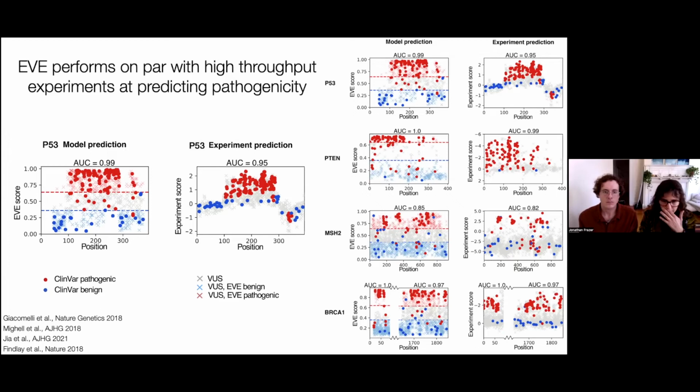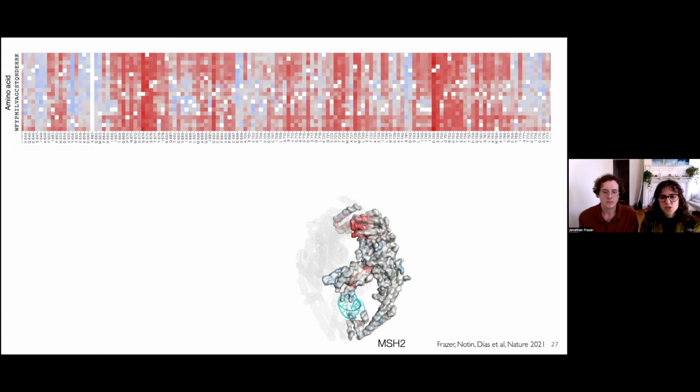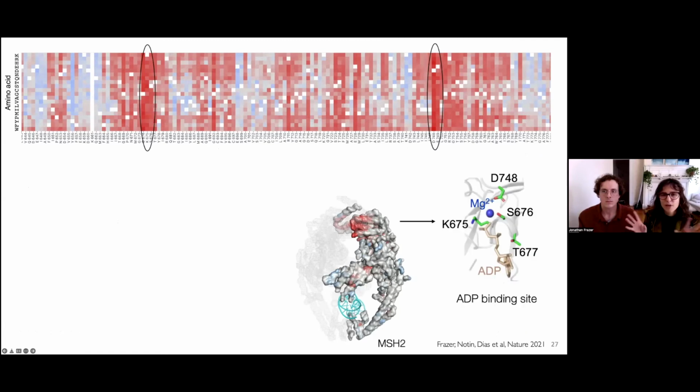Okay, so because it's almost noon, I'll try to go through these slides quite quickly. This is an example of the output for MSH2. MSH2 is in a complex with MSH6 in a DNA mismatch repair protein complex, and it's involved in lots of hereditary cancers. When we plot our scores on the 3D structure, we can try to identify these pockets of high pathogenicity. And not totally surprisingly, the pockets of high pathogenicity are locations of ligand binding and DNA binding, etc.